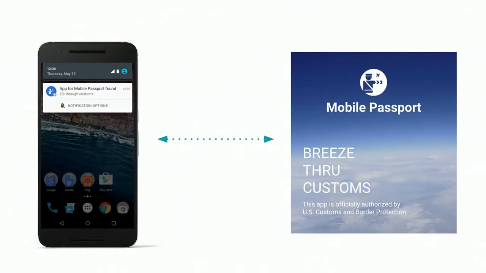Another example. I recently flew into SFO from abroad and had to go through US Customs. I installed this app, Airside Mobile Passport, which allowed me to go through a much faster line dedicated to mobile passport users. With Nearby, my phone could tell me that that experience was available and let me install the app with a single tap.